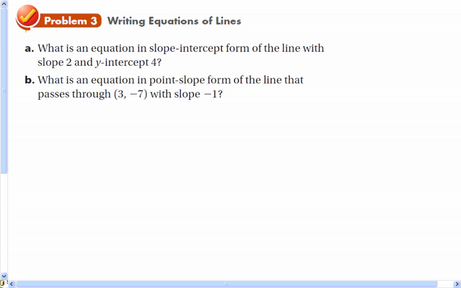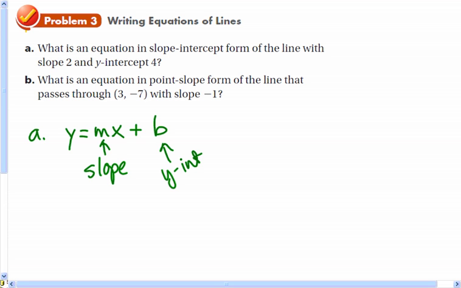What is an equation in slope-intercept form of the line with slope 2 and y-intercept 4? So slope-intercept form, that would be y equals mx plus b. We need to know the slope, and we need to know the y value of the y-intercept. On A, we are given that the slope is 2, and we are also given the y-intercept is 4. So we can substitute 2 for m and 4 for b, and we get y equals 2x plus 4.